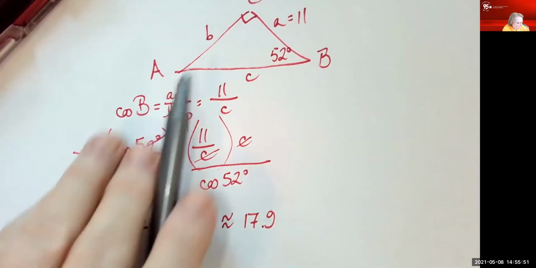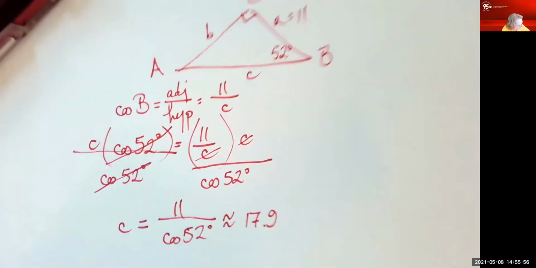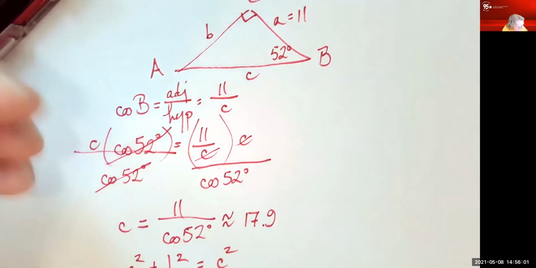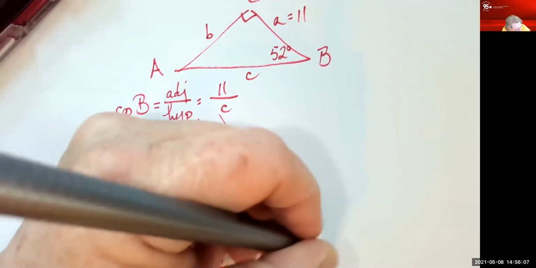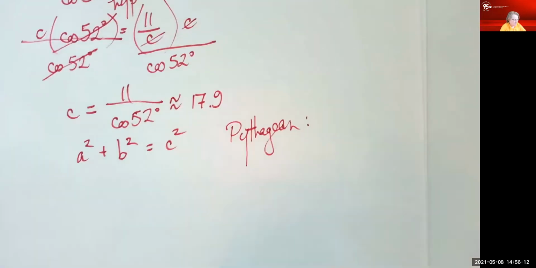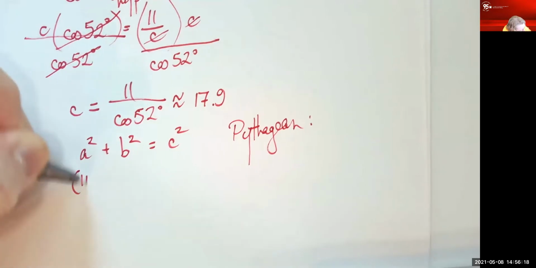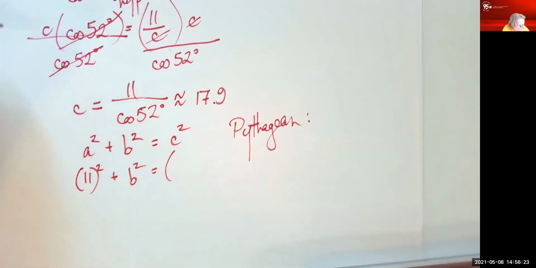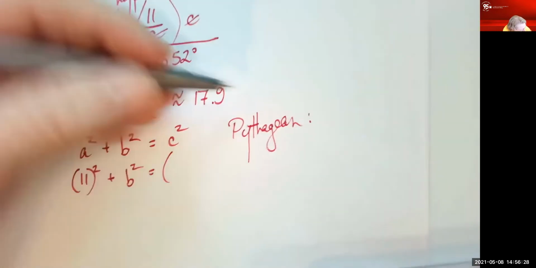How can we find the length of side B? Absolutely. We know that A squared plus B squared is C squared. This is the Pythagorean identity. And that you really, really should know until you die, you should know that. We know that A is 11 units. We don't know B. We know that C is approximately 17.9 units.